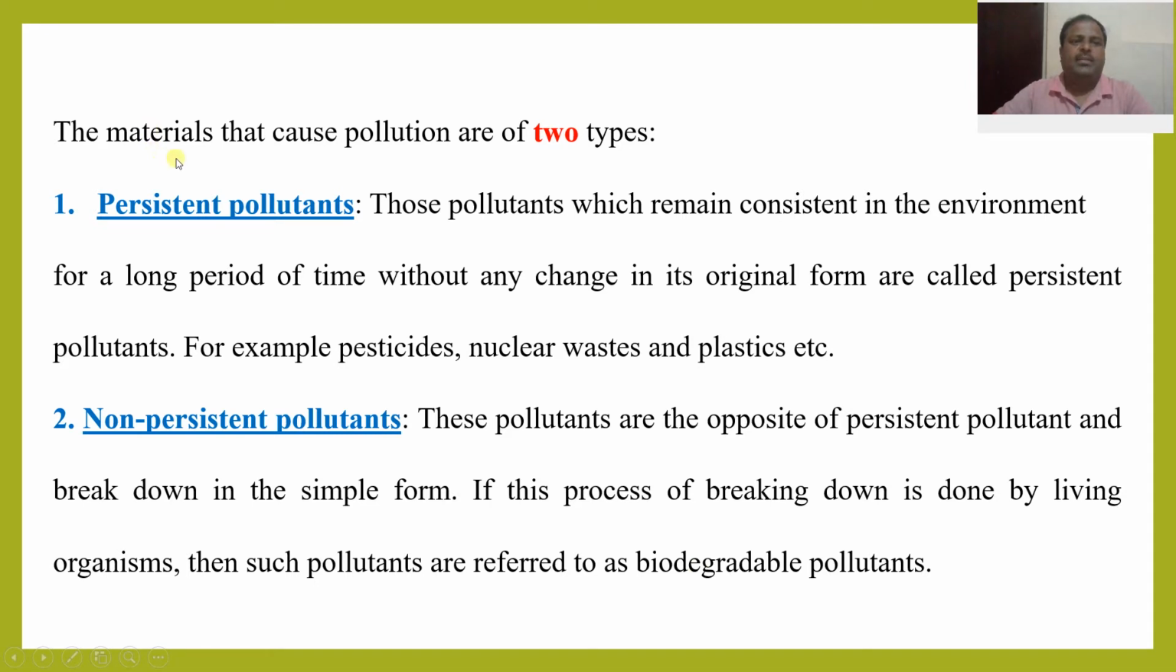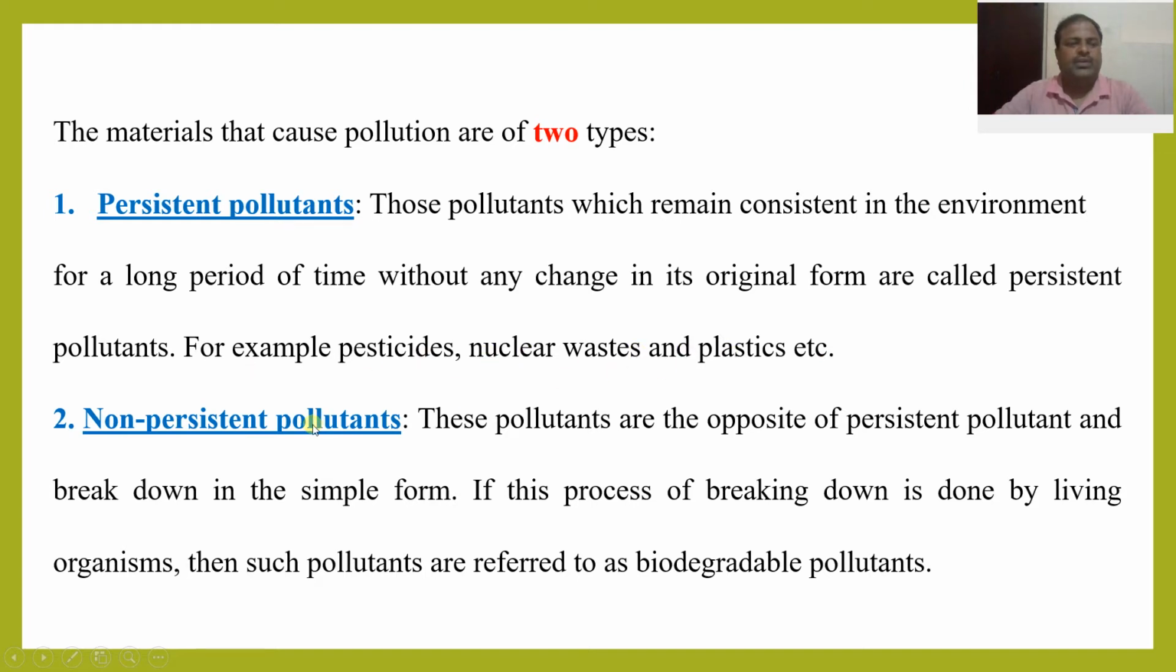Then that particular substance may be called a pollutant or contaminant. So next, the materials which cause pollution are of two types, that is persistent pollutants and non-persistent pollutants. Persistent pollutants are those pollutants which remain consistent in the environment for a long period of time without any change in their original form. For example, pesticides, nuclear wastes and plastics, etc. So these are persistent pollutants.